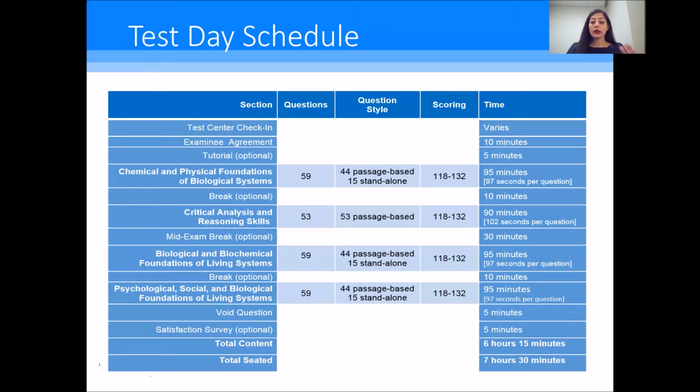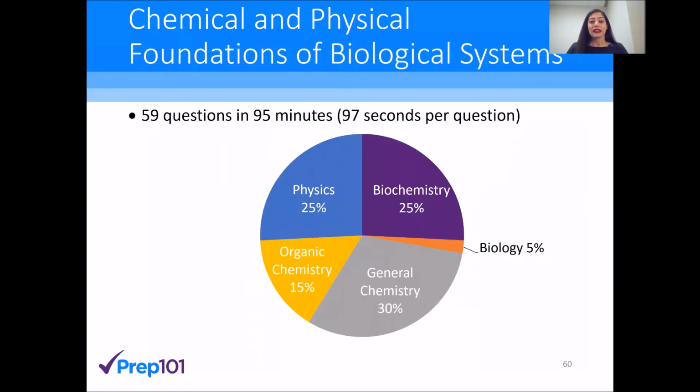Okay, so now let's move on to our second part, talking about these sections themselves. In this video, I'm going to talk about just the sciences. That is the first, the third, and the fourth out of the 4 sections that will appear. We will be talking about CARS in a later video. Okay, let's go on. The first section that you will see is called the Chemical and Physical Foundations of Biological Systems. This section is going to be 59 questions, which you have to answer in 95 minutes over a series of 10 passages.